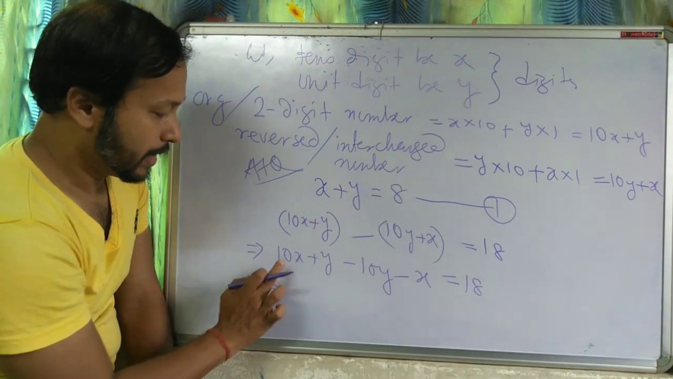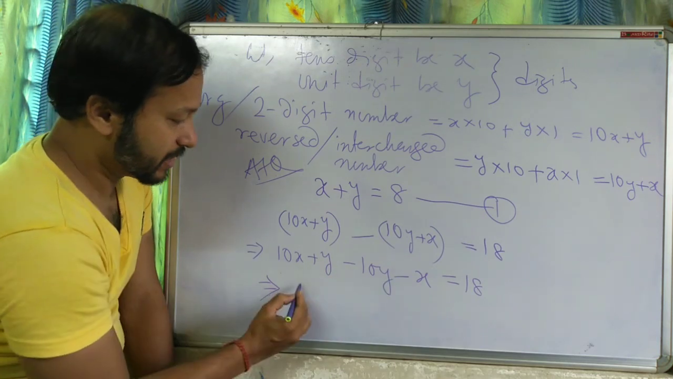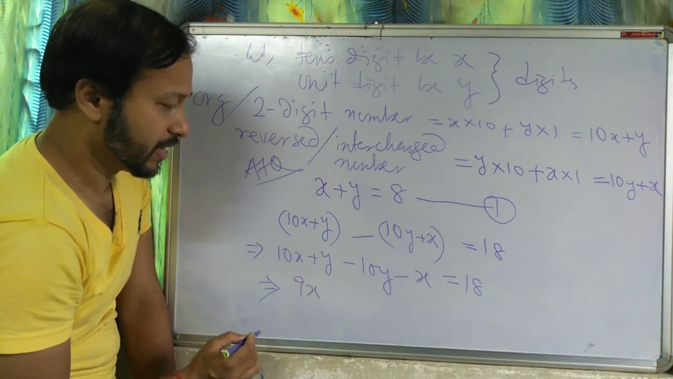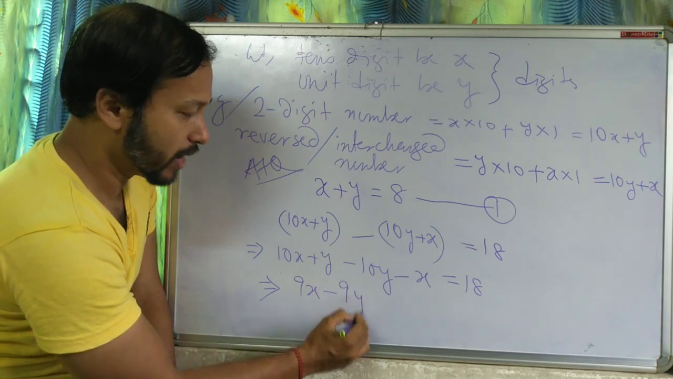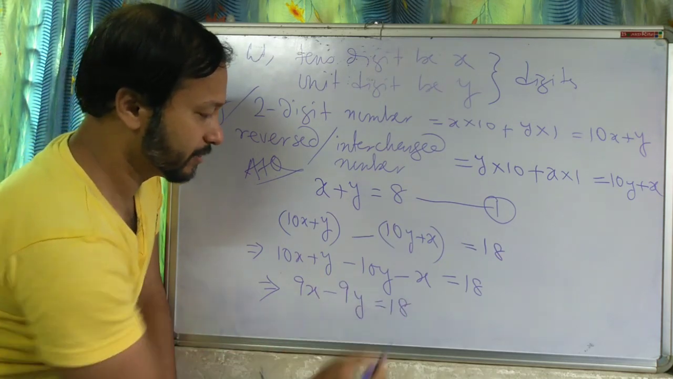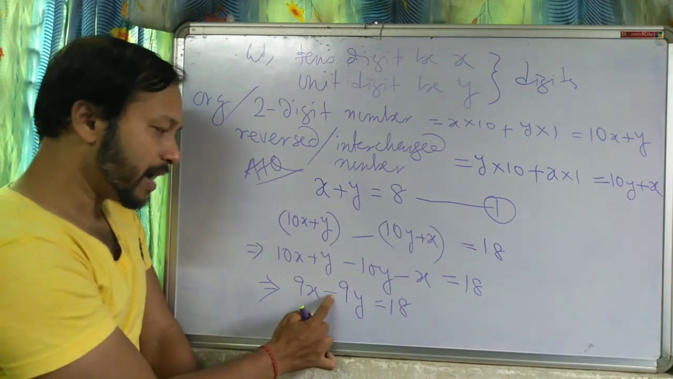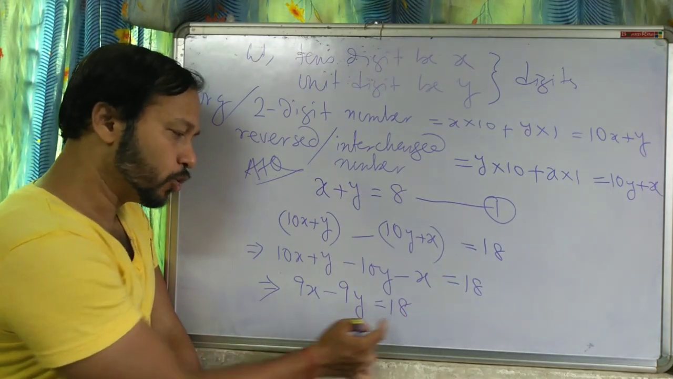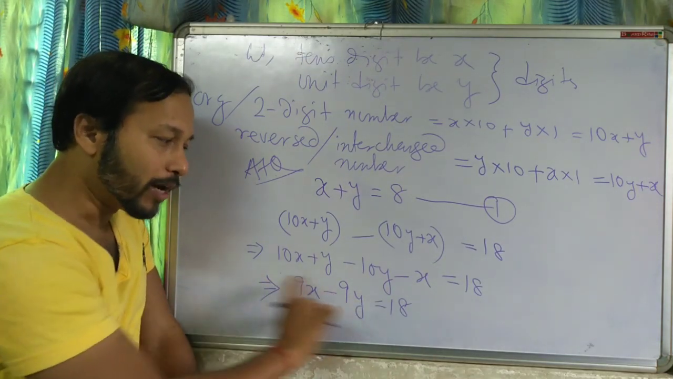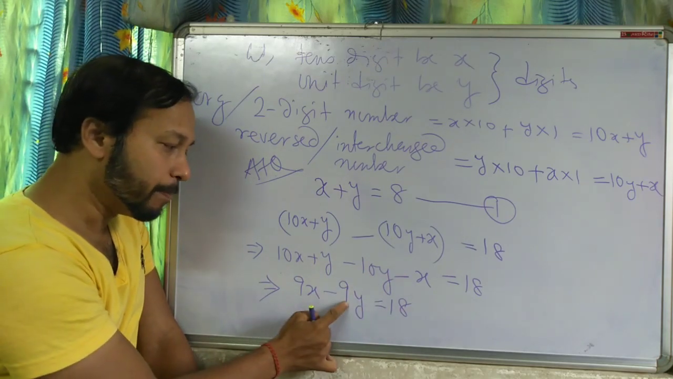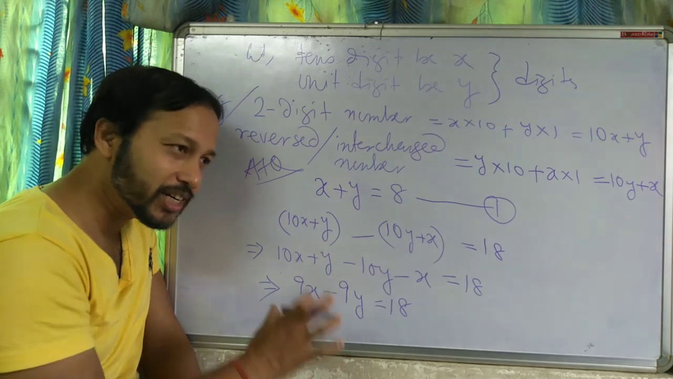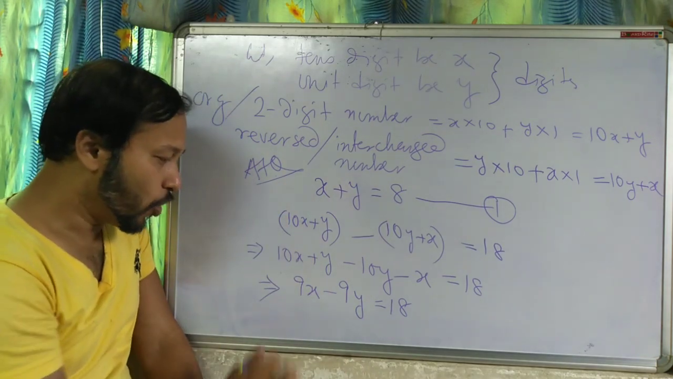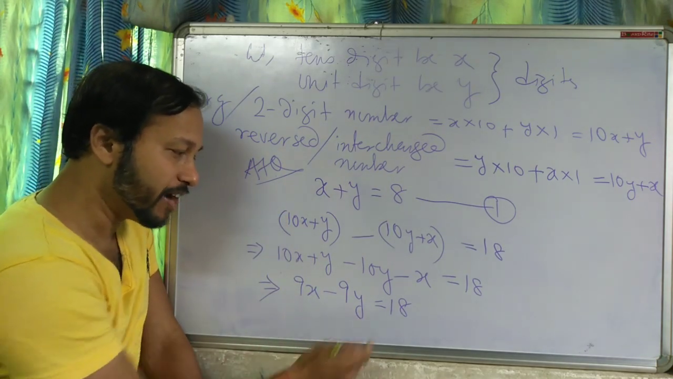So now 10x minus x, 9x, then plus y minus 10y, minus 9y, equal to 18. Now this is 9x minus 9y equal to 18. To make it smaller, all these numbers are divisible by 9, just to make the equation smaller. All these numbers you divide by 9.